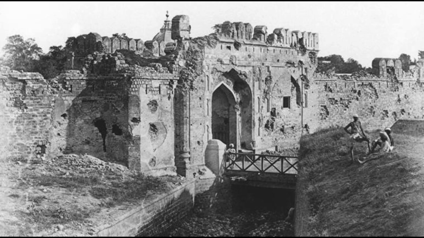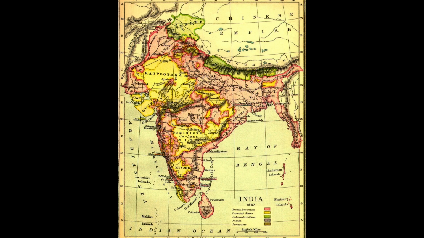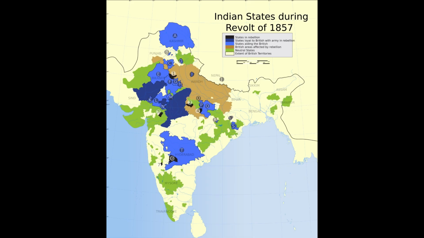spread throughout central and northern India, with notable uprisings in Delhi, Lucknow, Kanpur, Jhansi, and Gwalior. Support for the rebellion was not universal amongst cultural and religious groups in India. The Madras and Bombay presidencies remained largely loyal, as did Muslims and Sikhs, who due to historical grievances did not want to see a return to Mughal rule.